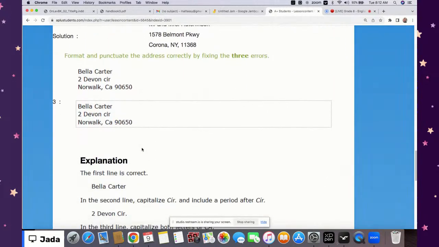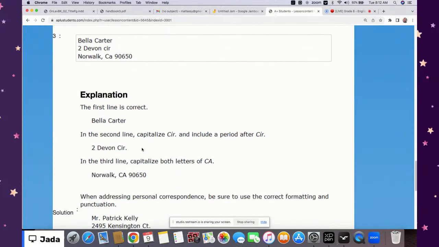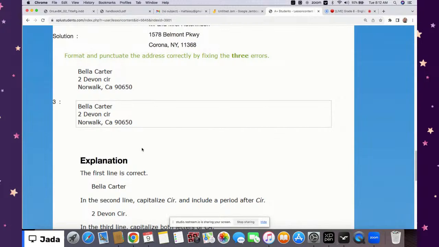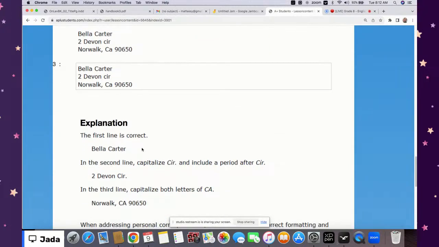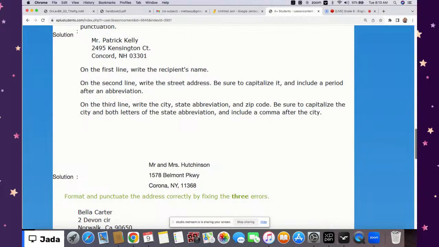So let's see. Here, there are still three errors as well. And what's the problem? The first line is correct because the person's name is just Bella Carter. And then the second line is incorrect because the street needs to be in capital letters and then you need a period. In the third line, capitalize both letters of CA. Now, CA is the state, so you have to make sure that the state is capitalized. That's what you do.